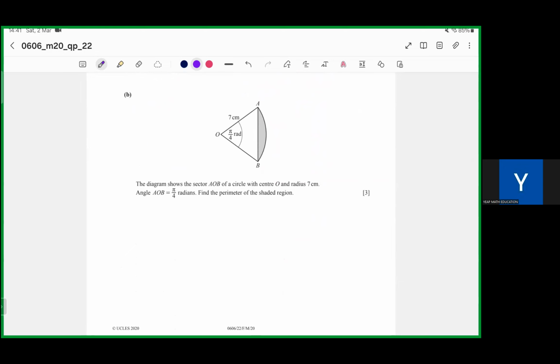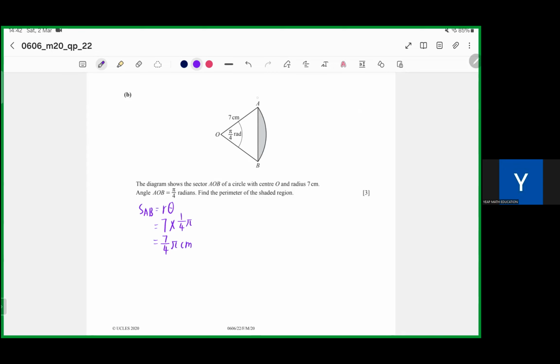Okay, what we need to do is, now we can find this first, the arc length for AB. So arc length is 7 times 1 over 4 pi. So we get 7 over 4 pi cm.